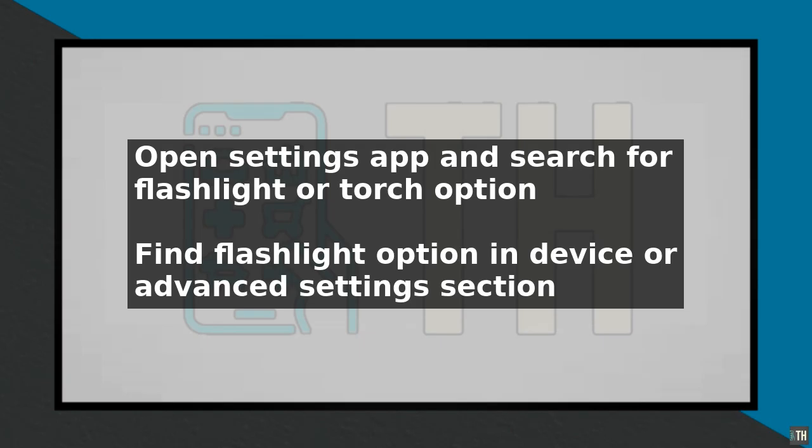In addition to using the device's built-in settings, you can also download and install a third-party flashlight app from the Google Play Store. These apps often provide additional features, such as adjustable brightness and strobe mode.